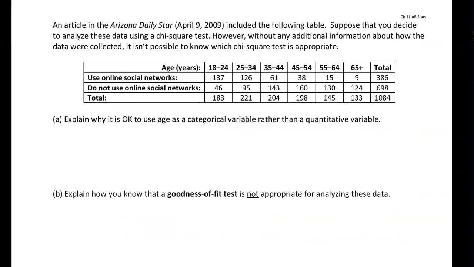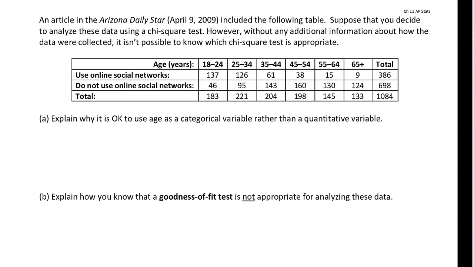Last question I'd like to look at is this one. Go ahead and pause the video and read the context we have, and if you'd like to try to answer some of the questions like A or B, you can go for it. What this question is getting at is the information in the newspaper didn't really tell us how the data was collected, so it isn't really possible to know which chi-squared test is appropriate. We can narrow it down to 2, but on questions C and D, we'll talk about how the data would need to be collected to be that appropriate type of test.